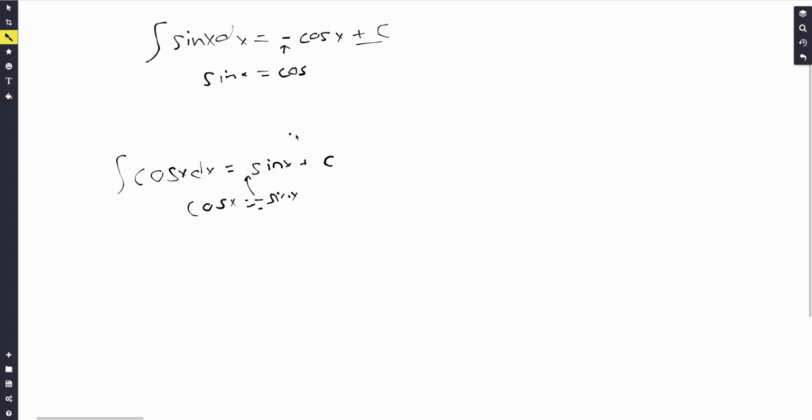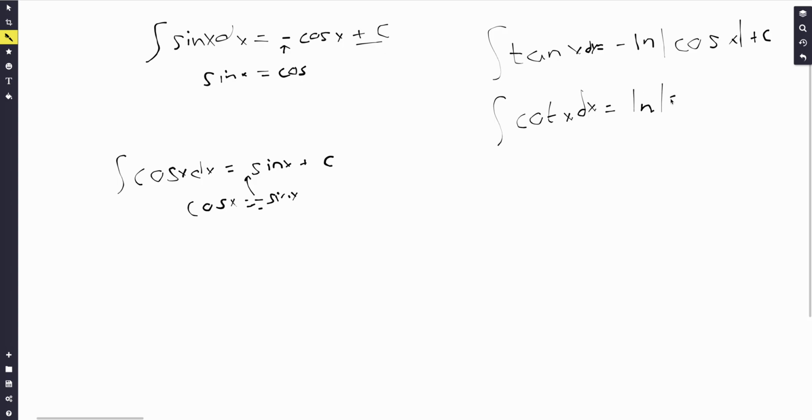Alright, next would be the integral of tangent x, which is equal to negative natural log, and then always absolute values, of cosine x plus c. And then there's also the integral of cotangent x dx equaling natural log absolute value of sine x plus c.